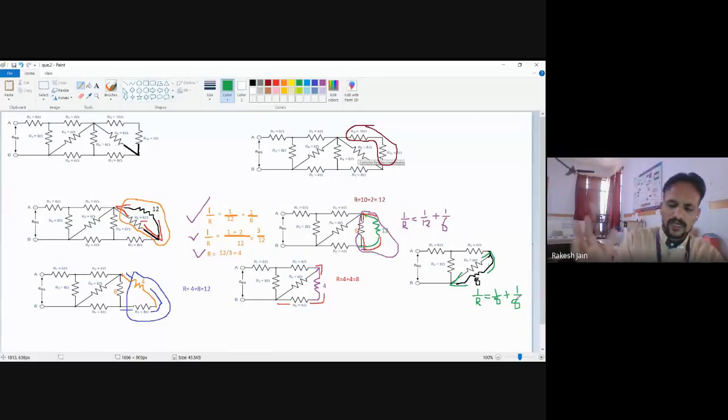Okay, then we will take the LCM as 8. So 2 divided by 8, that is 1 divided by 4. But we have to find the value of R, so again invert that: 1 upon 4 becomes 4 upon 1, that is 4 ohm. So we find as an answer R is equal to 4 ohm.